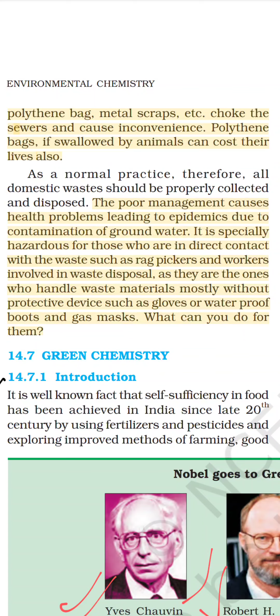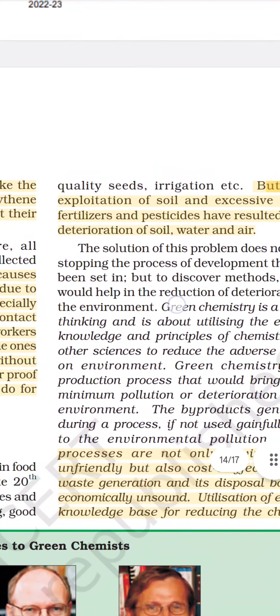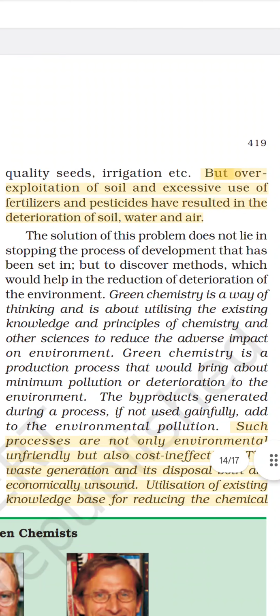Green chemistry introduction. It is a well known fact that self sufficiency in food has been achieved in India since the late 20th century by using fertilizers and pesticides and exploring improved methods of farming, good quality seeds, irrigation, etc. But over exploitation of soil and excessive use of fertilizers and pesticides have resulted in the deterioration of soil, water, and air.